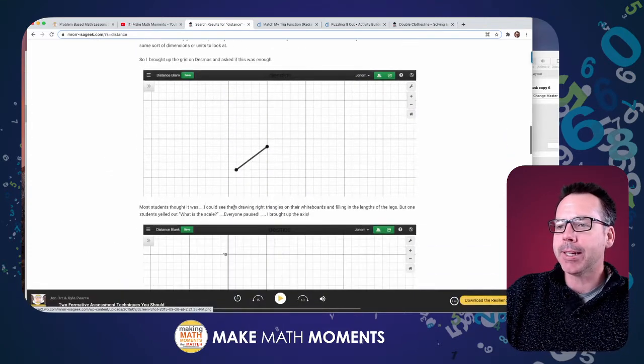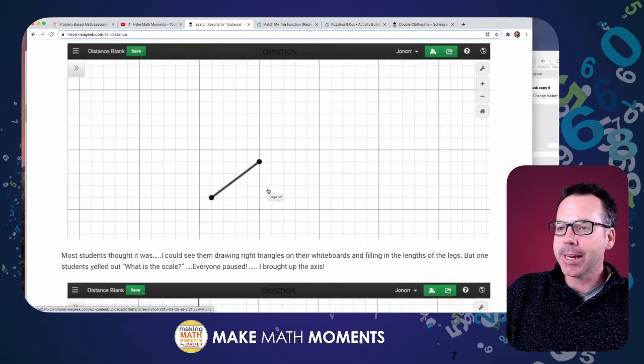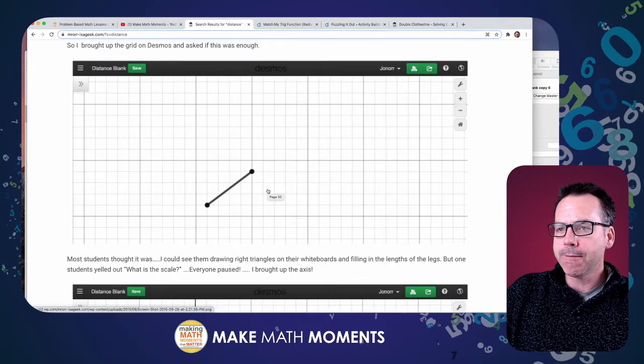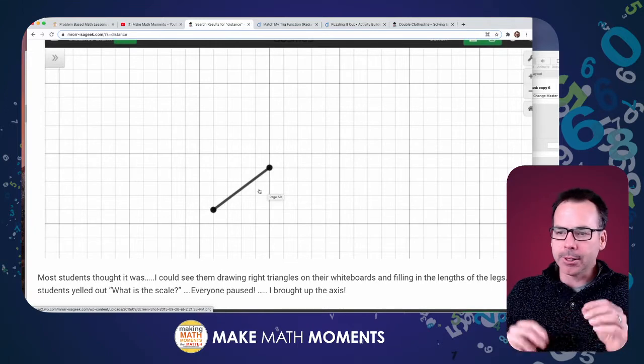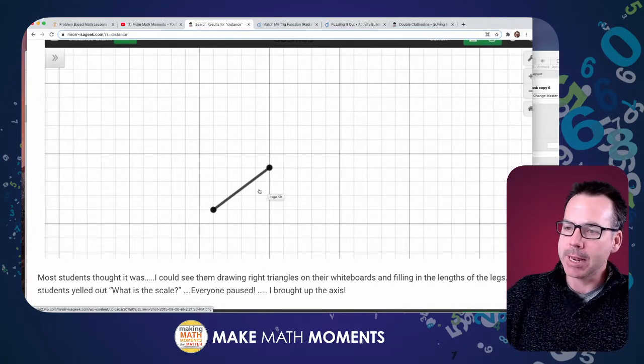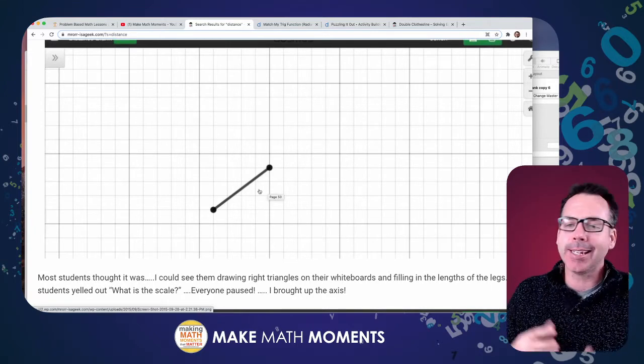And I said, well, what happens if I did this instead? And I presented this grid. Could you find the distance now between those 2 points? And kids are starting to formulate plans and strategies. And let's listen to those strategies, because that tells you a lot.